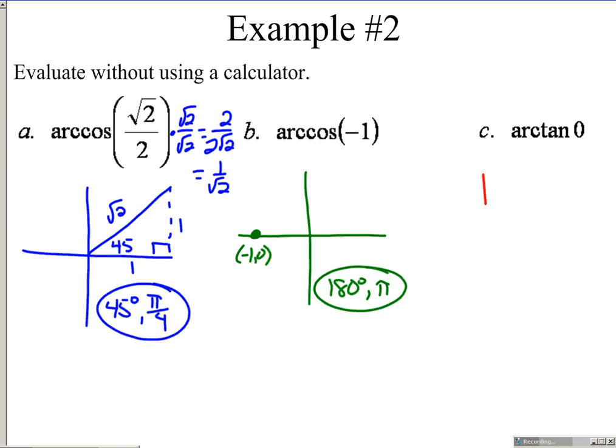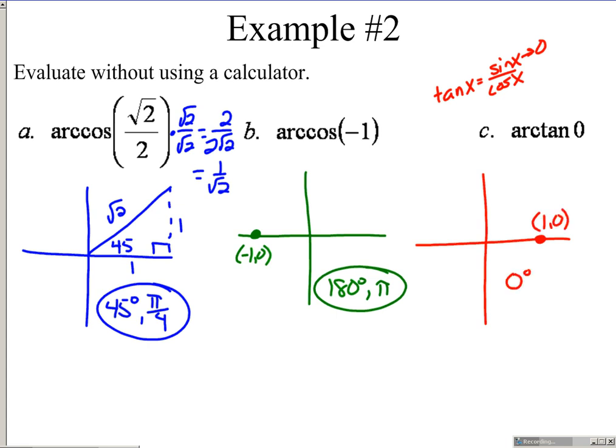Arc tangent of 0. Anytime arc tangent is equal to 0, we have to be talking about a quadrantal angle. When that is 0 or undefined, remember tangent is sine over cosine. So if arc tangent is going to be 0, that's going to happen wherever sine is 0. Where is sine equal to 0 at? Sine is the y-coordinate. Right there at 0 degrees or 0 radians.